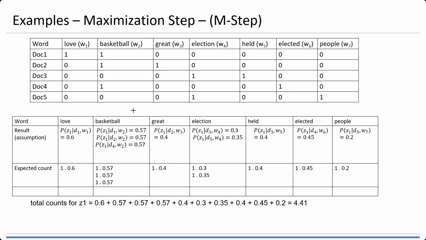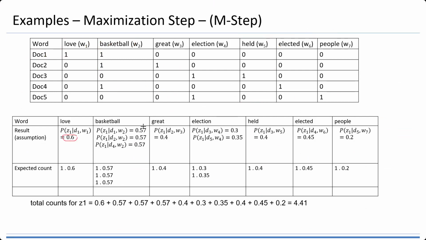We have this document term matrix. In document one, the word love, that is one. In document one, the word basketball, that is one, and so on. Let's just make an assumption with the previous numbers. Let's just use the previous numbers.